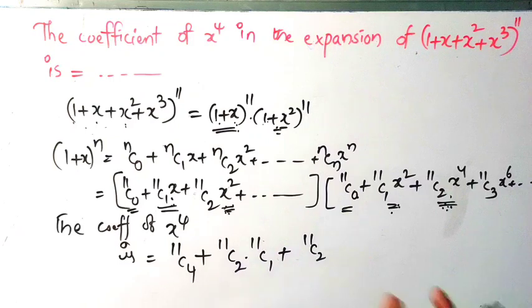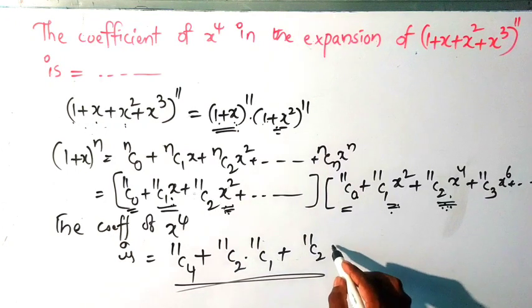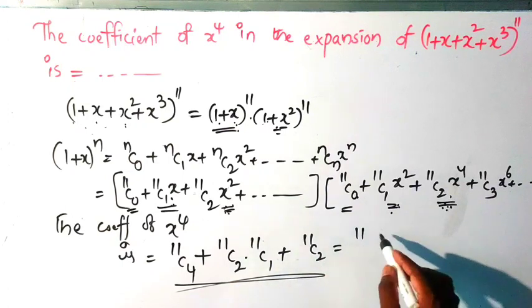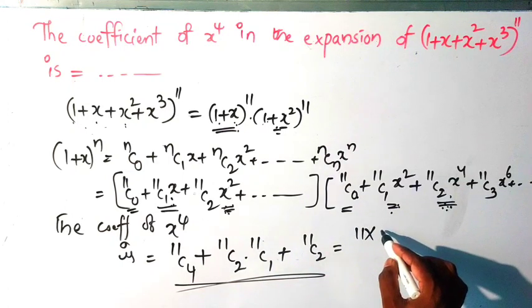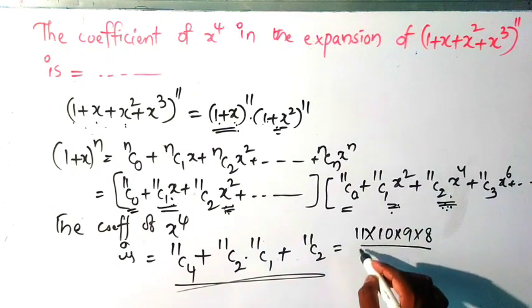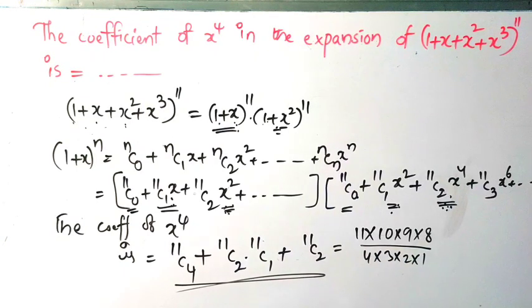So when we multiply these two expansions, we get only these three values as the coefficient of x power of 4. So how to find it? See here, 11C4 is nothing but 11 into 10 into 9 into 8 divided by 4 into 3 into 2 into 1. That is 11C4.